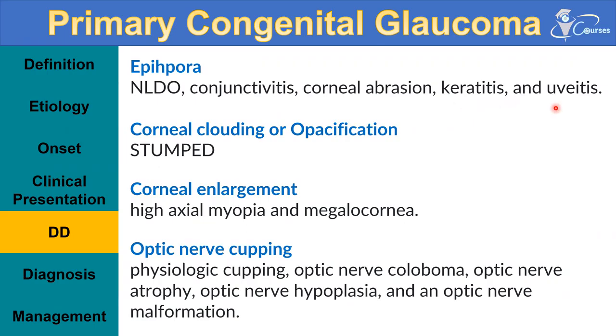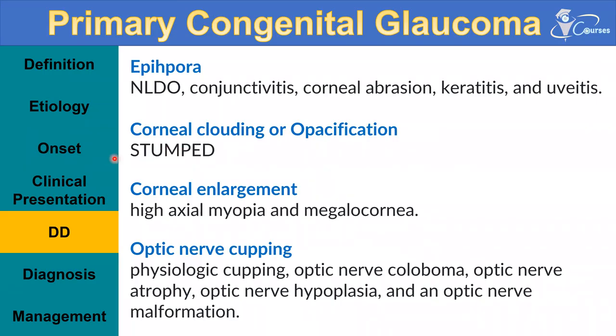Keratitis and uveitis. Dr. Muhammad, can I ask about a certain range for normal IOP in children? A number above 21, I suspect glaucoma. High intraocular pressure, more than 21 millimeters of mercury, you should suspect congenital glaucoma or glaucoma anyway. Corneal clouding or opacification is another differential diagnosis.